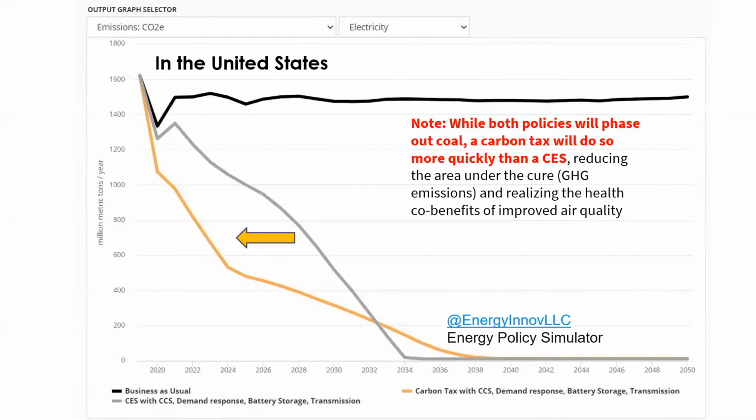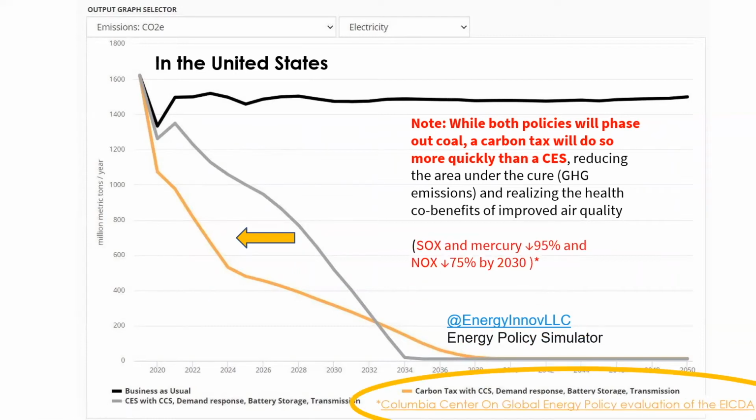So if we look at this a little more closely without the circles, what we see is that both policies would phase out coal. So that's a great thing. But the one that's a little more steep is the carbon tax. And so the carbon tax will actually phase out coal a little bit more quickly than a clean electricity standard, and the area under the curve is less. And that translates directly into human lives saved and health improved.